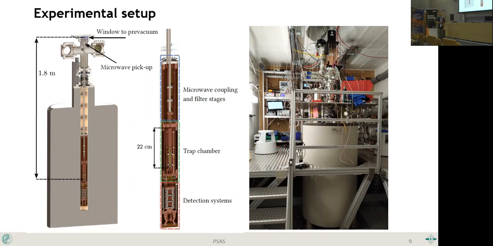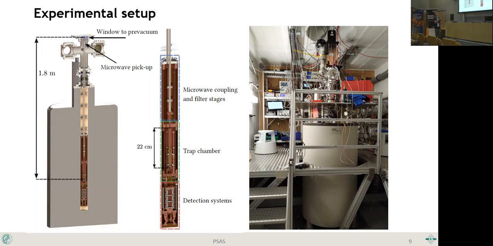So this is a 5.7 Tesla magnet, which has a cold bore. So you directly insert the experiment into the liquid helium of the magnet reservoir. You can see that it's about 2 meters in absolute height, and we have to induce microwaves at 150 gigahertz into the setup, and we do that via some oversized waveguides.